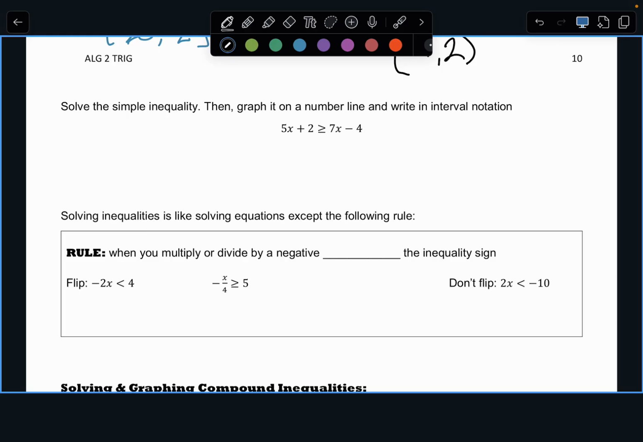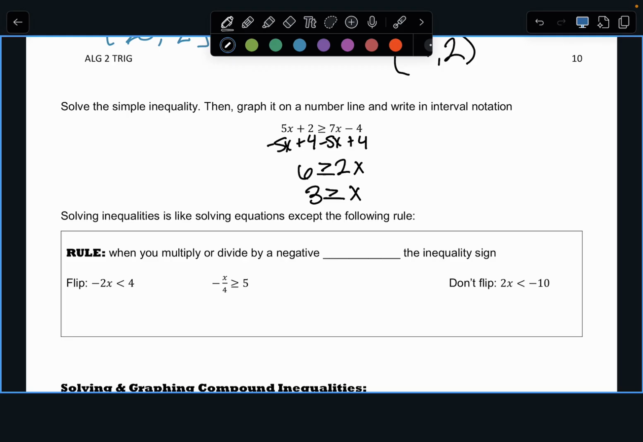Add 4. Okay. And if I add 4, what should I do with my 5x? Subtract my 5x. 2 plus 4 is 6. 7x minus 5x is 2x. Now what would I do if that was an equal sign? Divide by 2, and I would get 3 is greater than or equal to x.